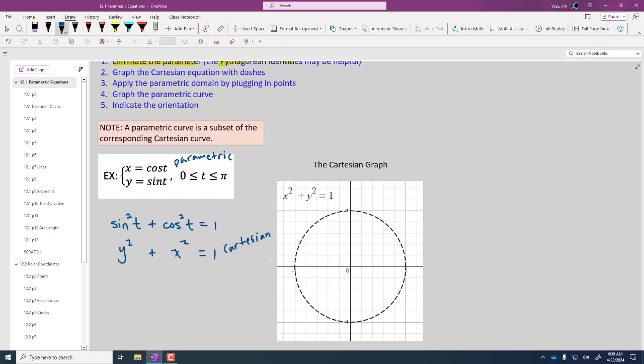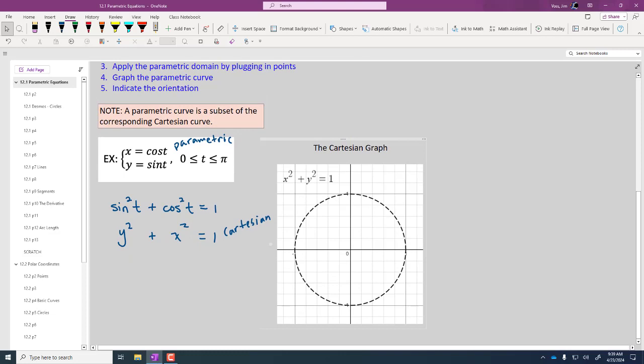So we're going to graph the Cartesian equation with dashes. The parametric curve is a subset of the Cartesian curve. The parametric curve might be the entire Cartesian curve, but not necessarily. It's often just part of it. So we graph the Cartesian curve with dashes or dots, and then we apply the parametric domain by plugging in some points. So there's the parametric domain. We want to see, does that parametric domain somehow limit the graph to be just part of the Cartesian graph, or is it the whole thing? And in this case, we're going to see that it's limited.